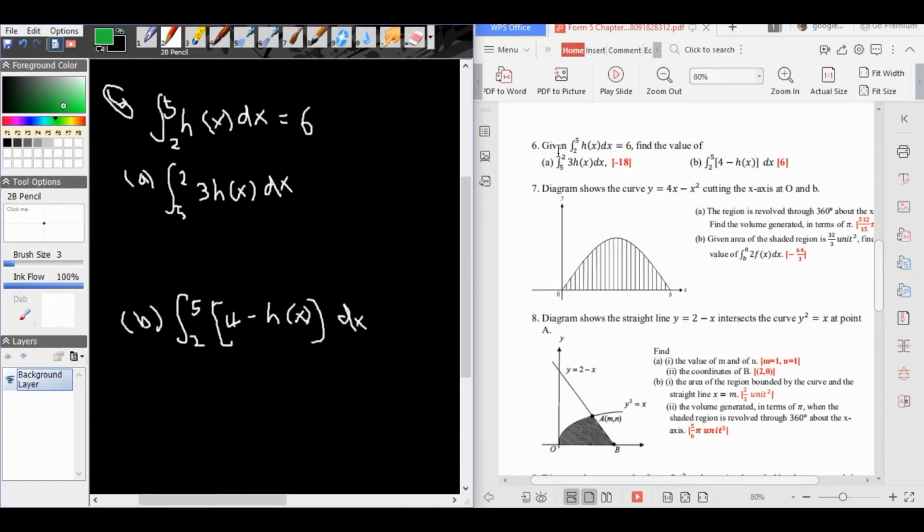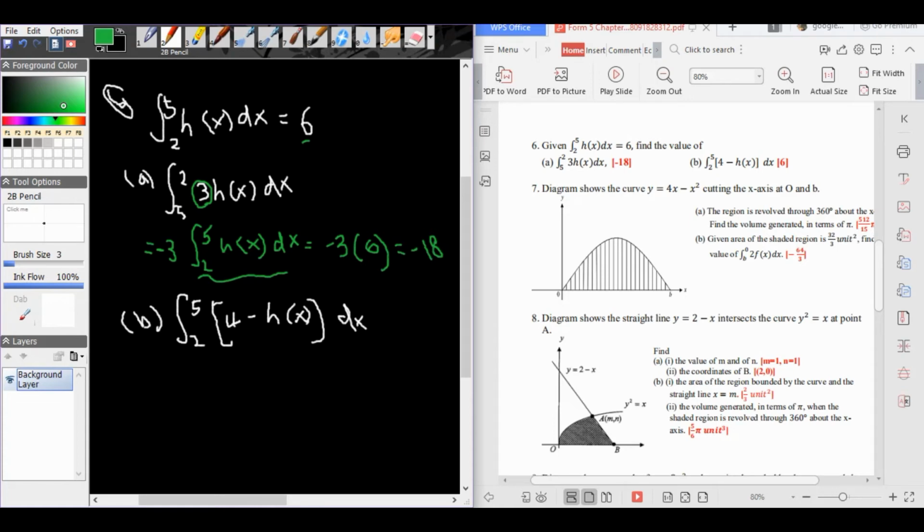Number 6. Given integrate 2 to 5 h(x) dx equals to 6. Find the value of integrate 5 to 2, 3h(x) dx. Okay, so 3 is a constant. You can leave it out. And this one 5 to 2, we can change it to 2 to 5, but we have to put negative outside. Then h(x) dx. So this is equal to negative 3, and this one is equal to 6. So negative 3 times 6, negative 18.